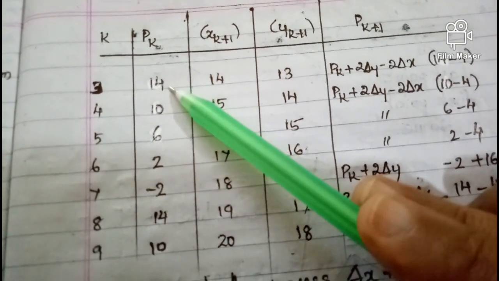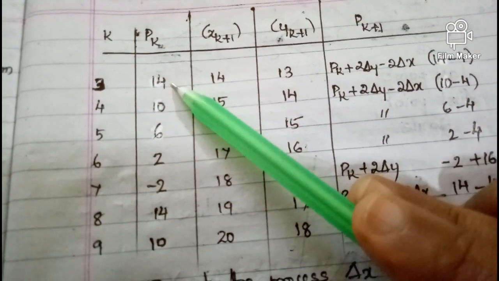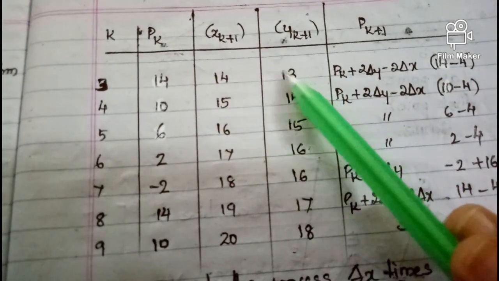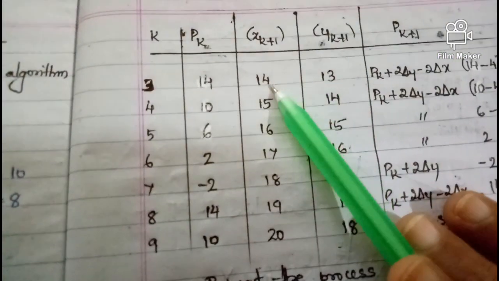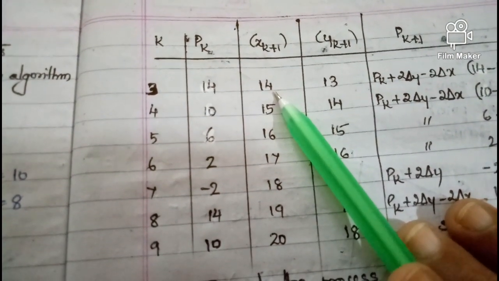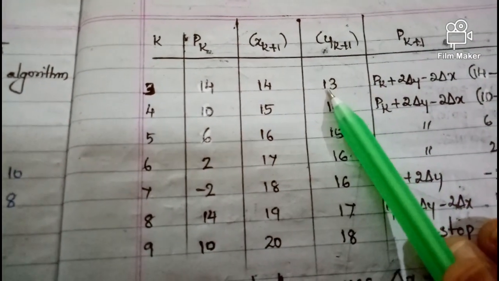Again pk is positive. If pk is positive, both x and y will be incremented. So the previous value of x and y was 13 and 12. So from 13 x incremented to 14 and from 12 y incremented to 13.